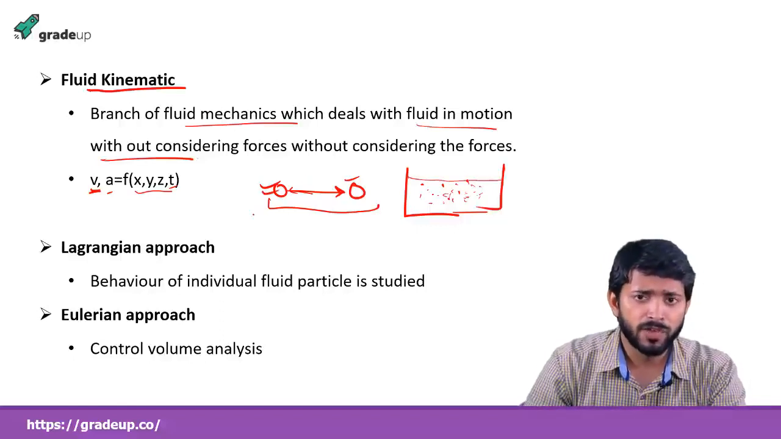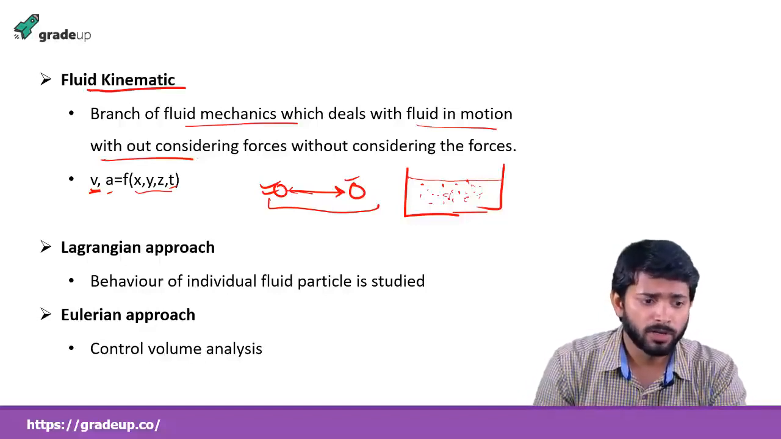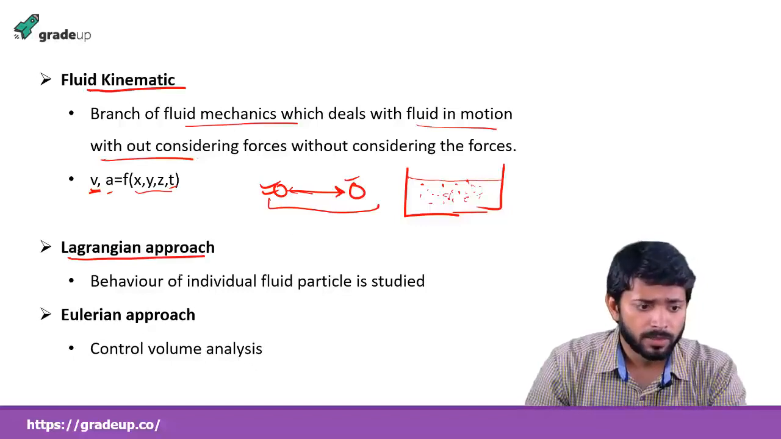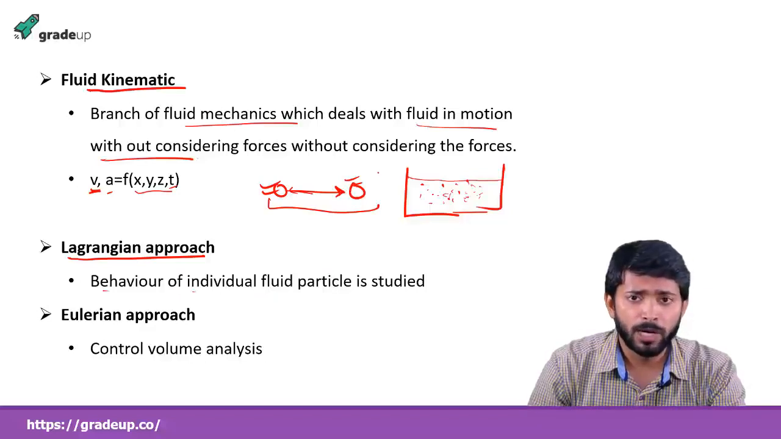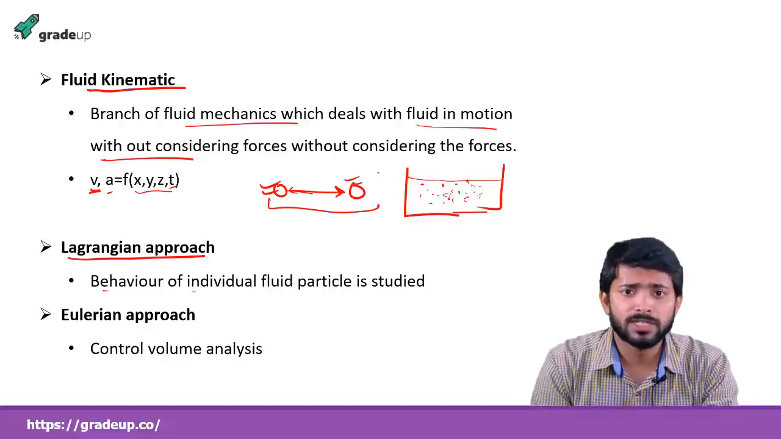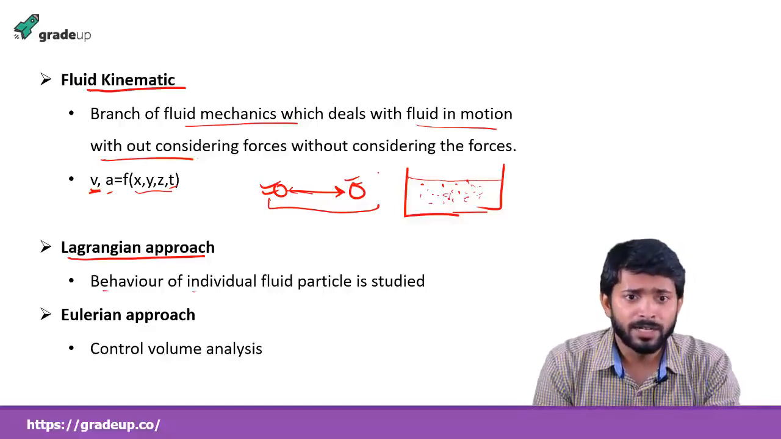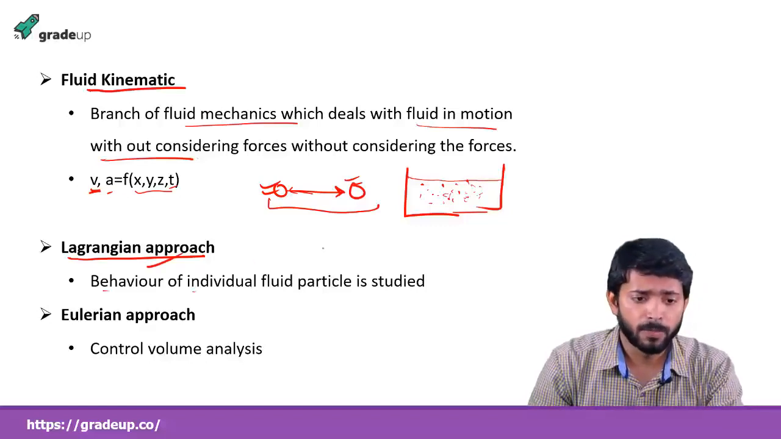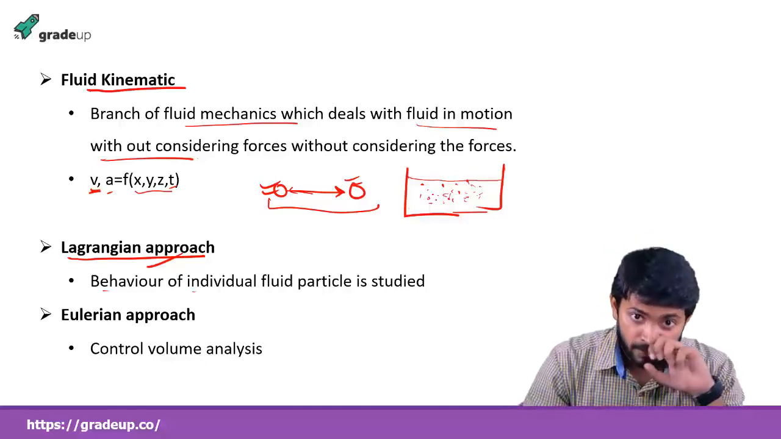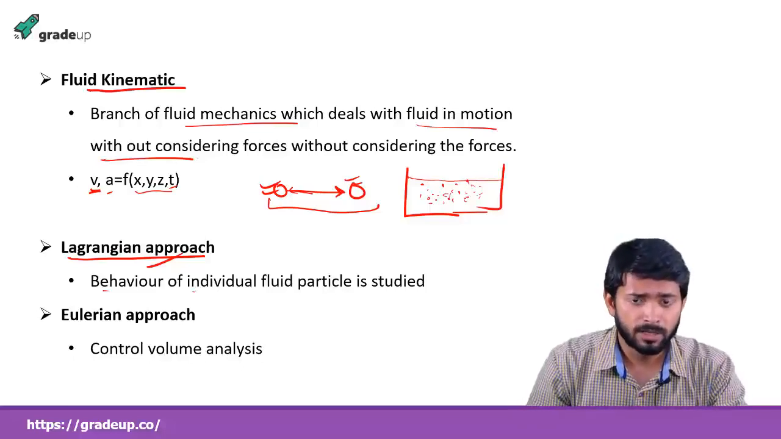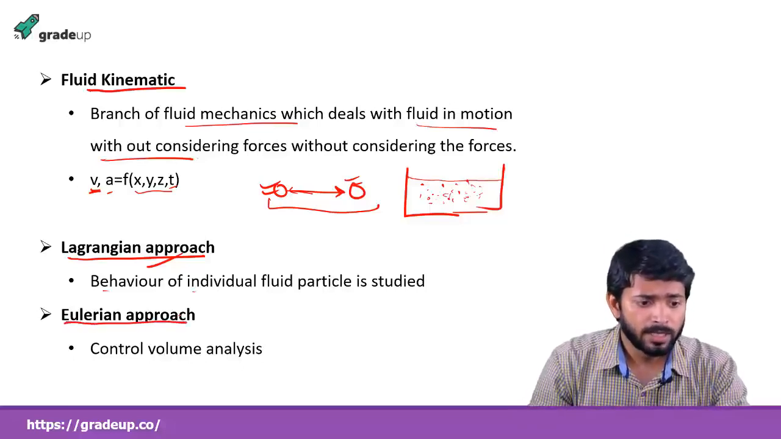This type of approach, where we focus on one single particle, one single body, is known as the Lagrangian approach. Here the behavior of an individual fluid particle is studied. That means the velocity, acceleration and other flow conditions of a single particle are studied in this approach. But it is very difficult because there are billions of fluid particles in a fluid mass. So to avoid this, we have another approach that is known as the Eulerian approach.